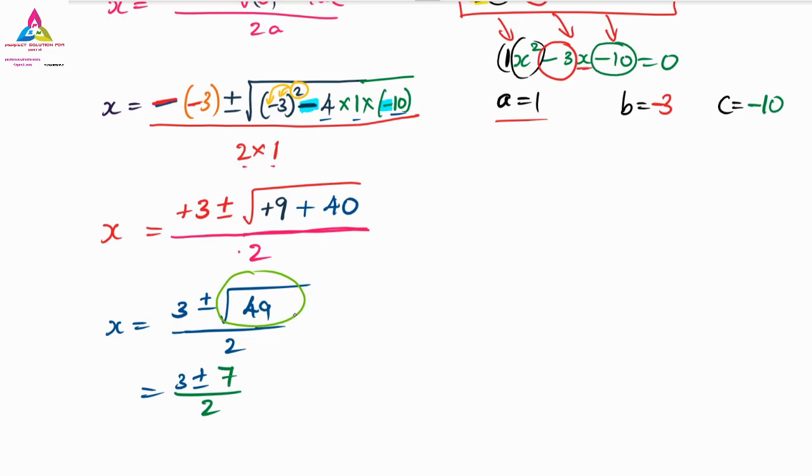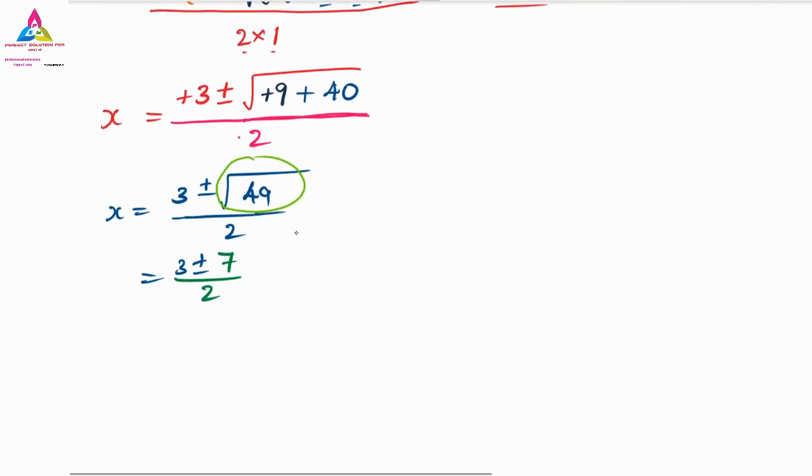Okay. So now x is equal to 3 plus or minus 7 divided by 2. So what will you do now? You will add that 3 with 7, or you will subtract that 7 from the 3. 3 plus or minus 7 we have. So both are possible. Yes, very good. Both are possible. So first thing you have to do here, you have to write or.